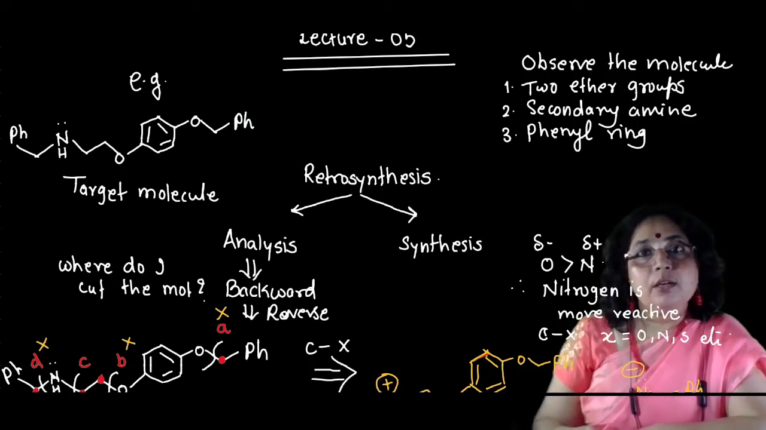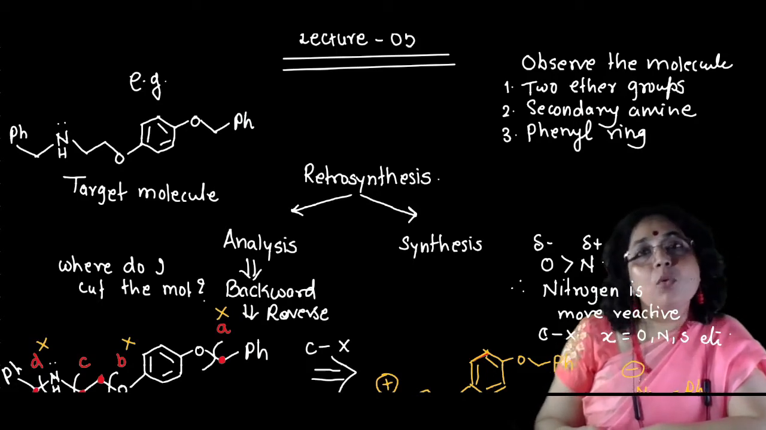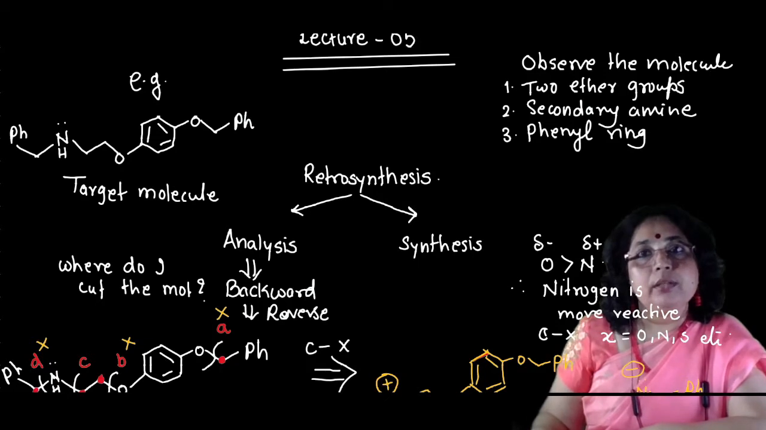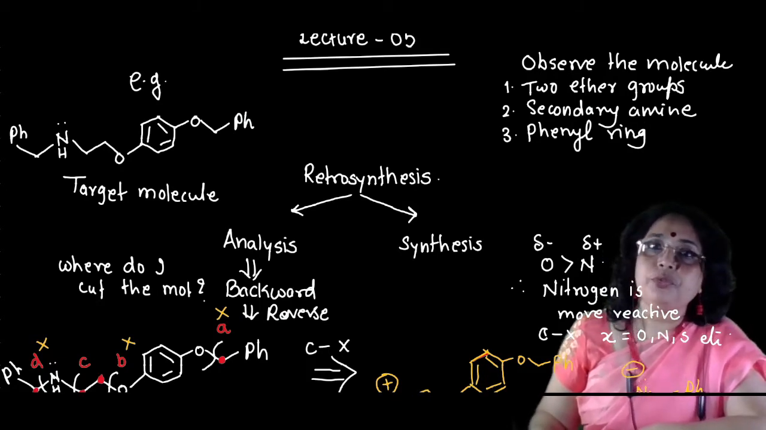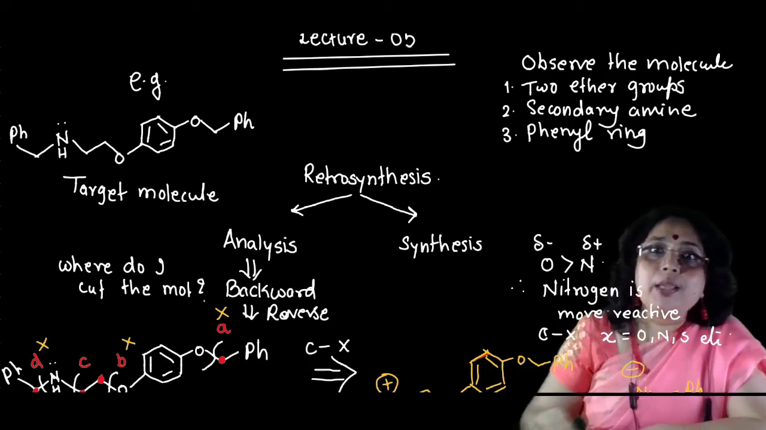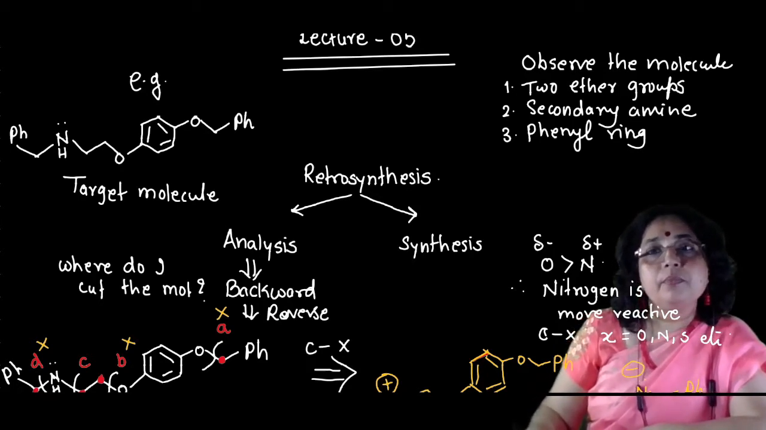Hello students, today we are discussing a little bit complicated molecule in which there are more than one functional groups. Now look at the molecule here. I have labeled this molecule as a target molecule. Now whenever we discuss retrosynthesis of any complicated molecule, what we have to do first? We have to observe the molecule or we have to read the molecule properly. Now in this case here, if you read the molecule, what you observe?